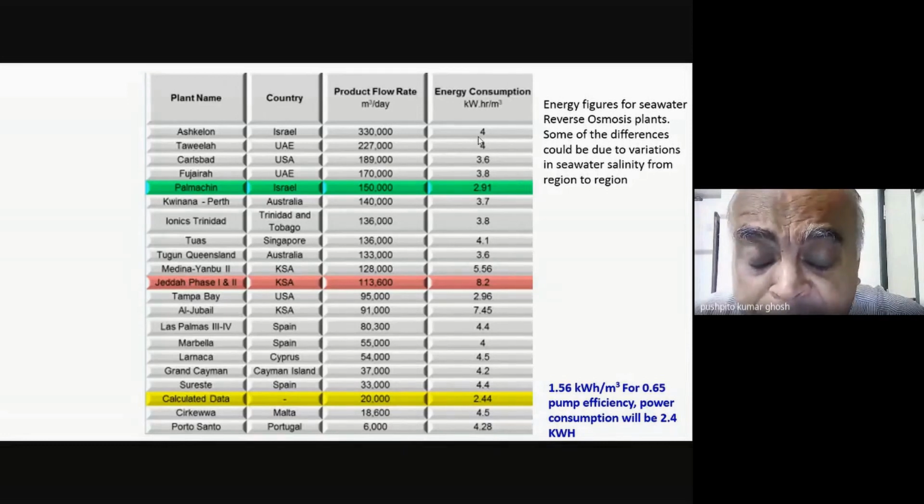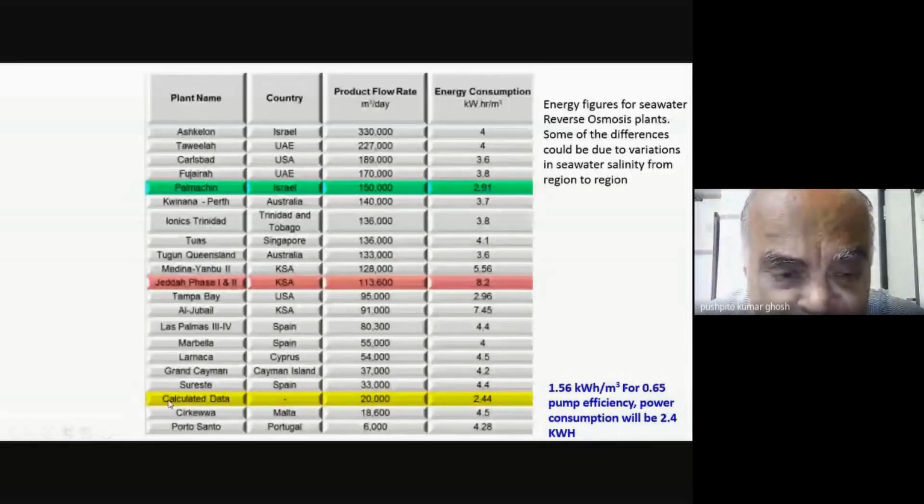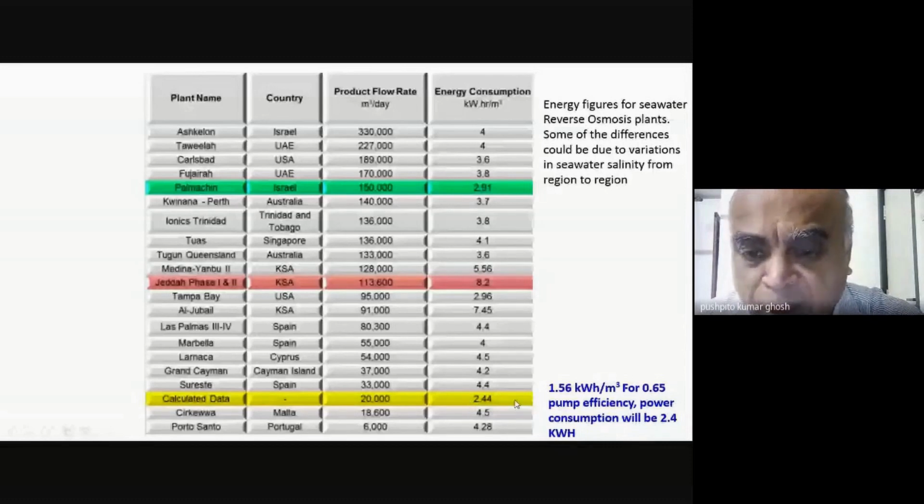Now, what we have not taken into account are all the losses that can take place in the system, and also we have not taken into account the pump efficiency. What is the pump efficiency? There is one value here. You'll see it says calculated data. In the calculated data, they are basically telling you the theoretical minimum that is required. I took that 1.56 kilowatt hour per meter cube, which we calculated, and I assumed a pump efficiency of 65%. If you just divide this by 0.65, the value comes to about 2.4.